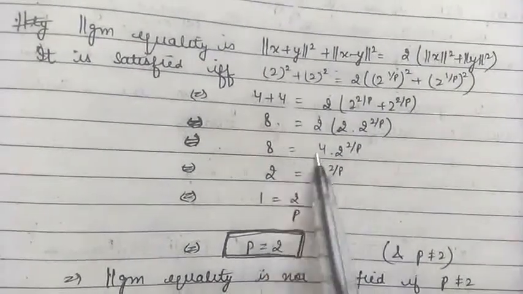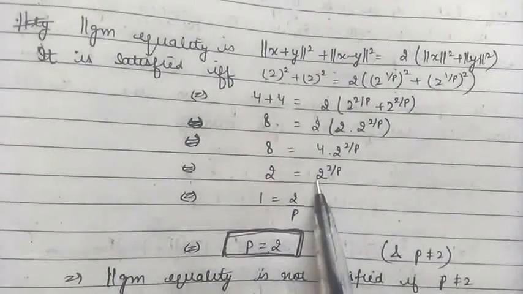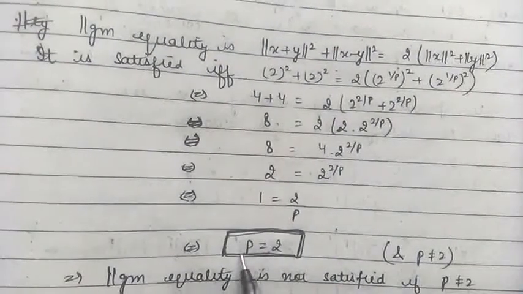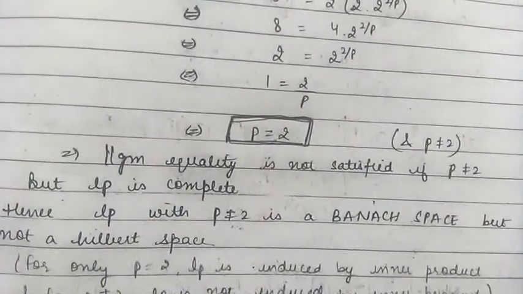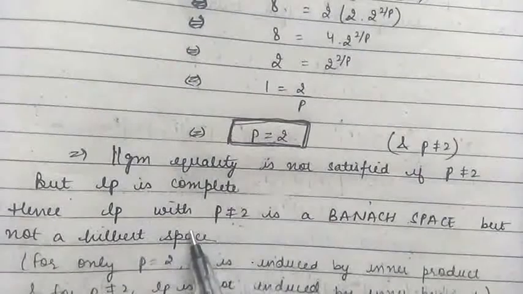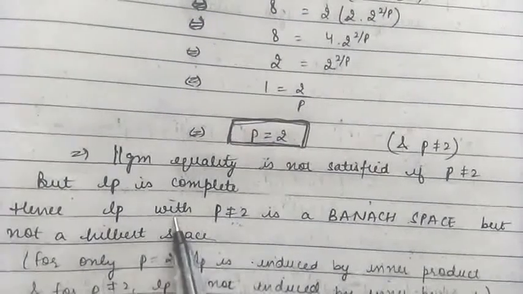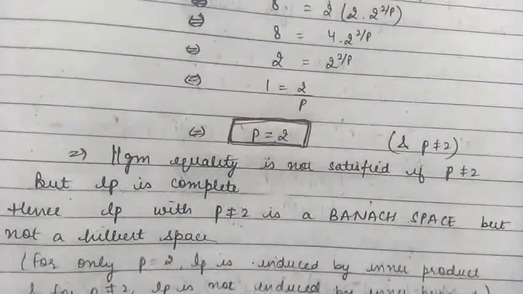Now 4 is cancelled from both sides and we get this term. Now because the base is the same, the powers must also be the same. So we get p/2 = 1. From this we get p = 2, but p is not equal to 2 here. So we can say that the parallelogram equality is not satisfied if p is not equal to 2. So we can say that the L^p space with p not equal to 2 is not a Hilbert space.